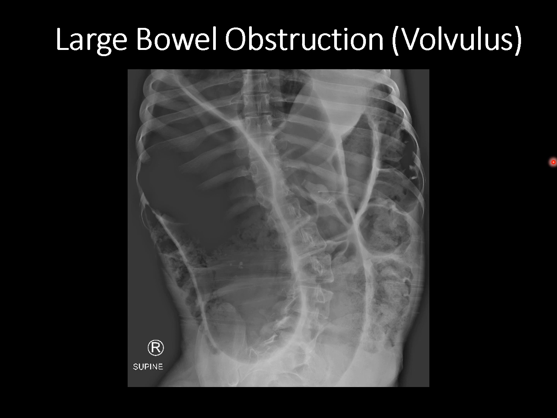You can get cecal volvulus and you can get sigmoid volvulus. The sigmoid volvulus is a little bit more common. And you can actually get a volvulus of the other portions of the large bowel as well, but that's even less common than the sigmoid and cecal volvulus.